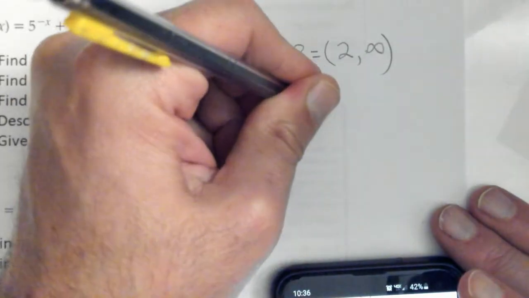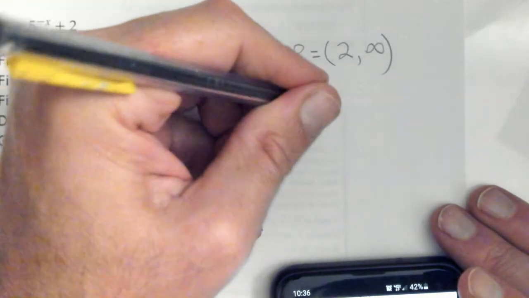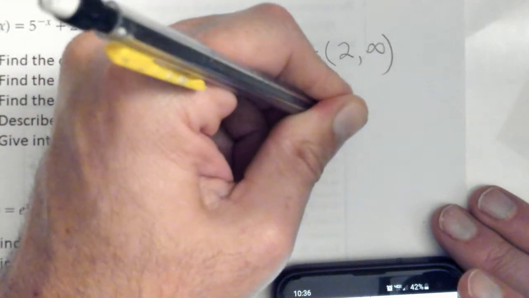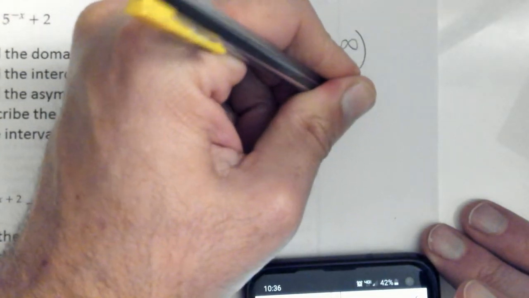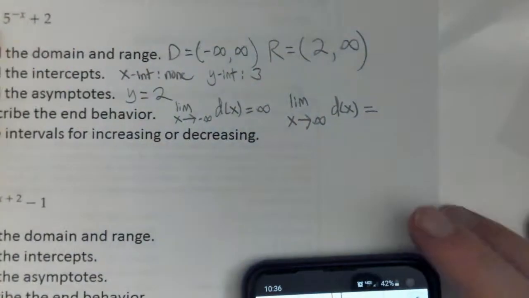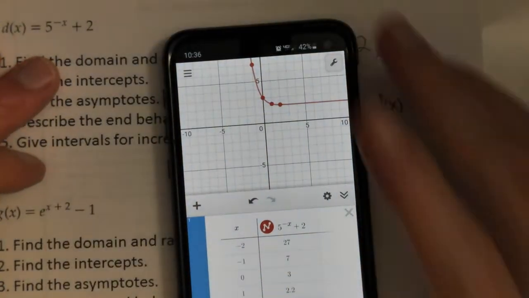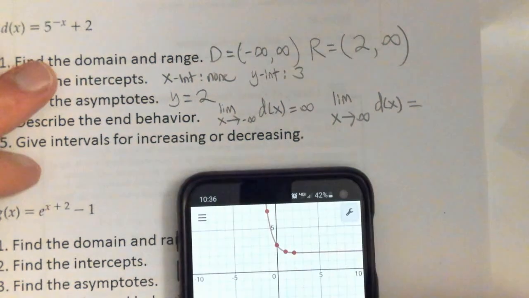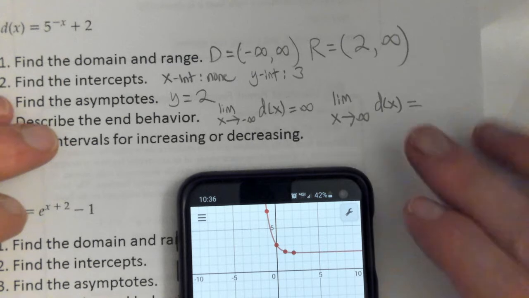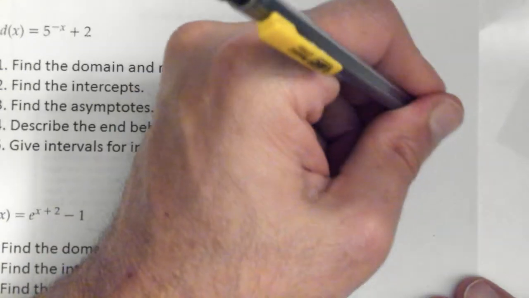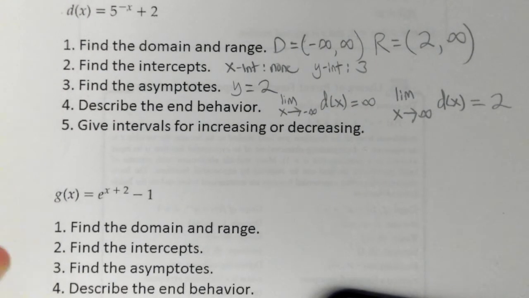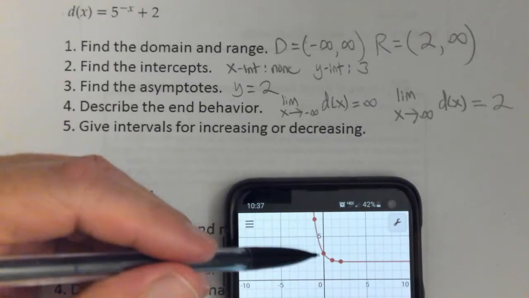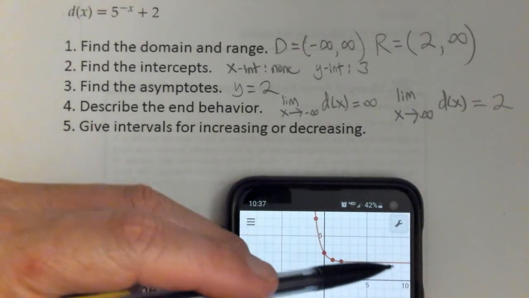Now we want to look at the end behavior on the right hand side. So the limit as x approaches infinity of d of x. And again, we've already taken a look at the graph and the values, and we know that as x approaches positive infinity, the value of the function is going to be 2. All right, so we've described the behavior on both ends. On the left-hand side, it goes up to infinity. On the right-hand side, the limit is 2.